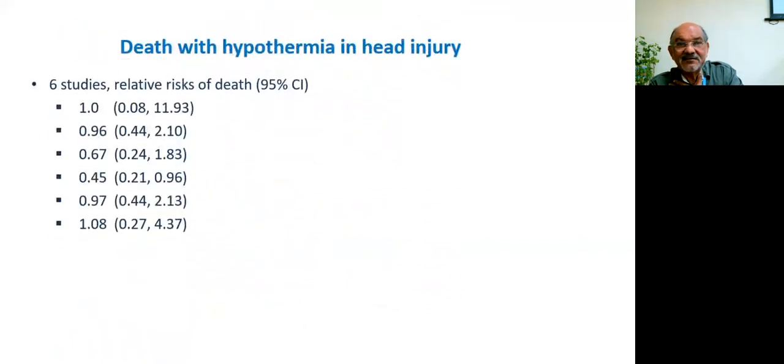These are 6 studies where people had head injury and they were given controlled hypothermia. And these are the relative risks and confidence intervals from these studies. Which study should get more weight? Which one? 4th one. You have no doubt about it, because it's the one with narrow confidence intervals.